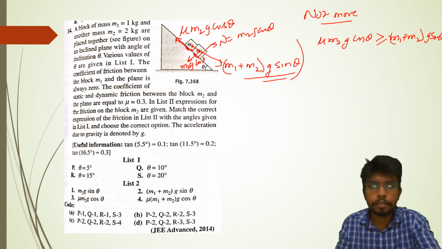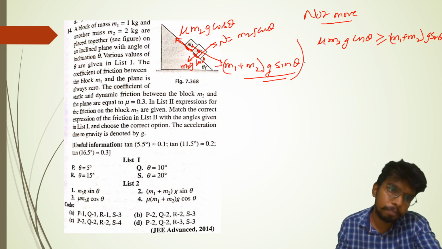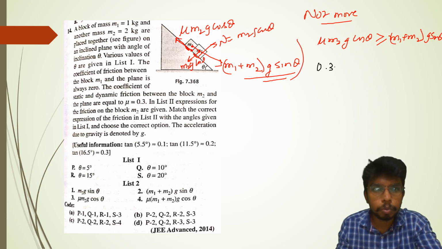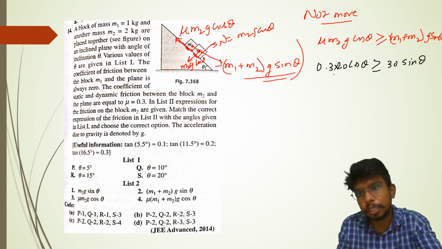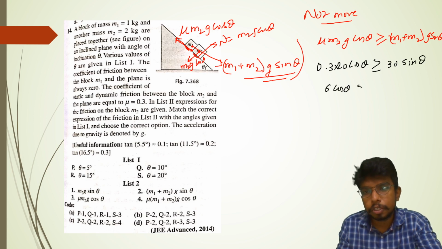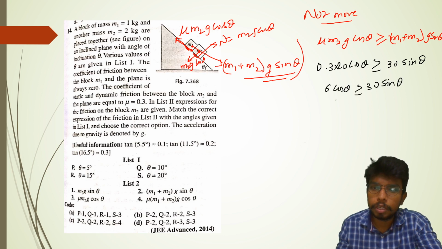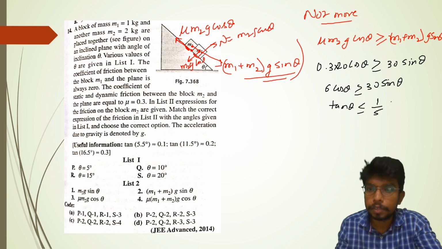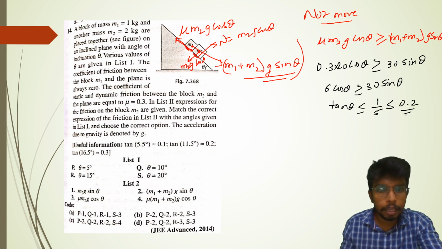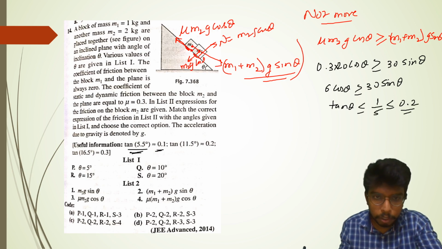Now, if I take mu as 0.3, m2 as 2, that is 20 into cos theta, it should be greater than or equal to (m1 plus m2), which is 3, so 30 sine theta. So 0.3 into 20 comes out to be 6 cos theta, which should be greater than or equal to 30 sine theta, or eventually tan theta should be less than or equal to 1 over 5, which is 0.2. If you check here, tan 5.5 degrees is 0.1, tan 11.5 degrees is 0.2. That means tan theta equals 0.2.